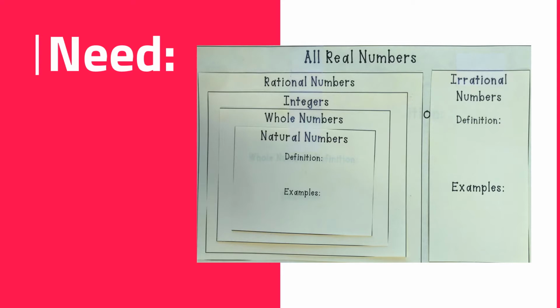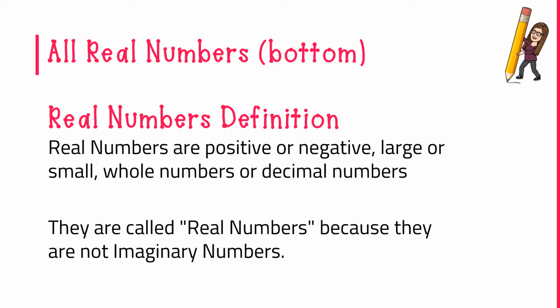So, for the first set of notes, I need you to turn to the very bottom of that foldable, meaning flip everything up to the very bottom. When you get to the very bottom, you should see real numbers definition. So what are we talking about here? Let's write the definition. What is a real number? Real numbers are positive or negative, large or small, whole numbers or decimal numbers.